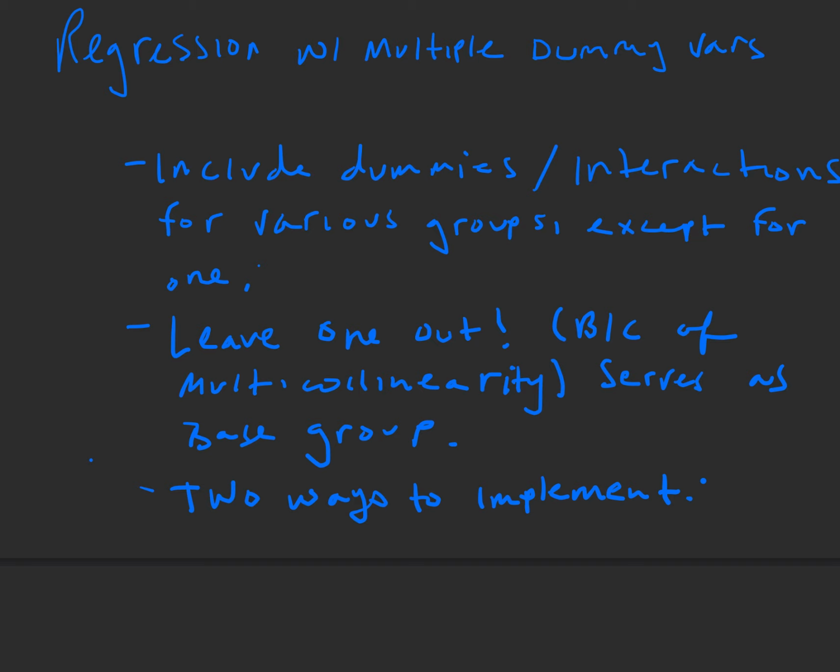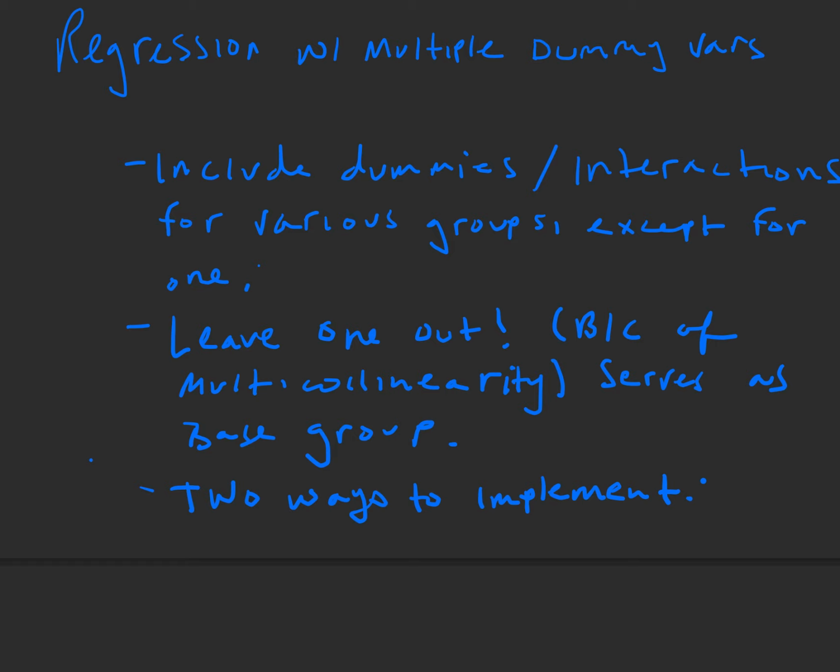In this video, we're going to focus on including qualitative information on multiple attributes in our regressions. The way that we can do this is to include dummies and/or interactions amongst dummies for the various groups, except for one. We leave one out because of the multicollinearity that would result if we include a dummy variable for all of the groups or all of the attributes. The one dummy that we leave out serves as the base group. So the effects that we get are for the group of interest with respect to the base group.